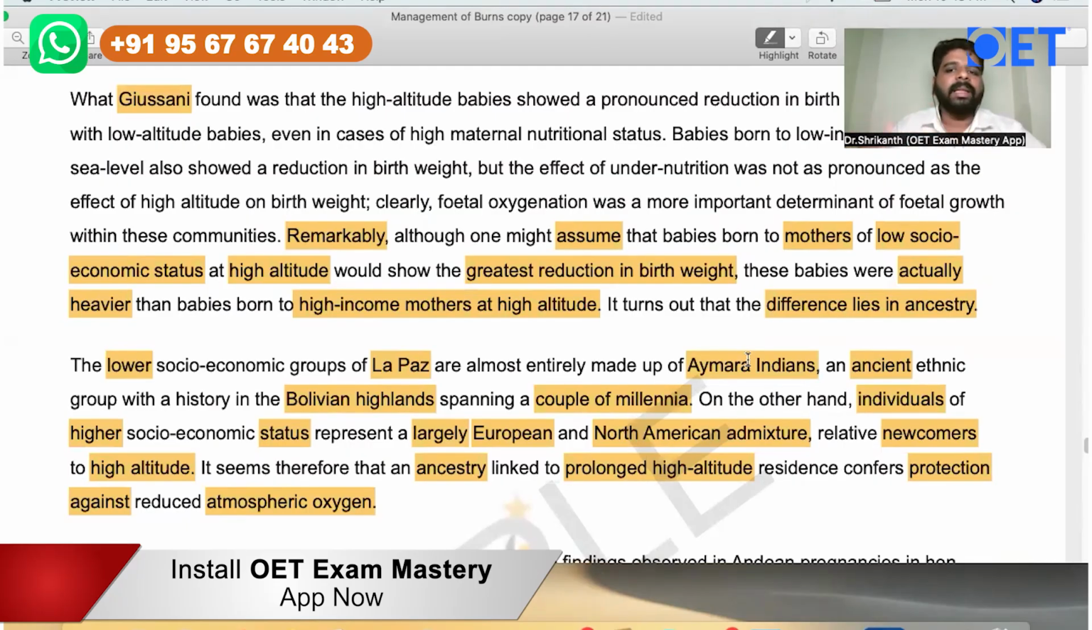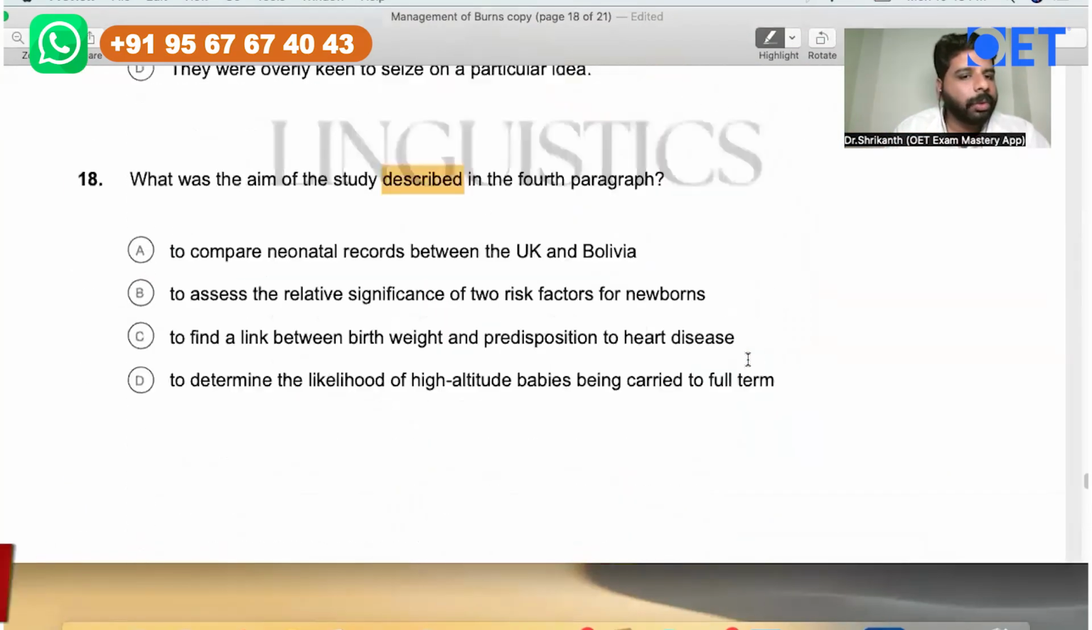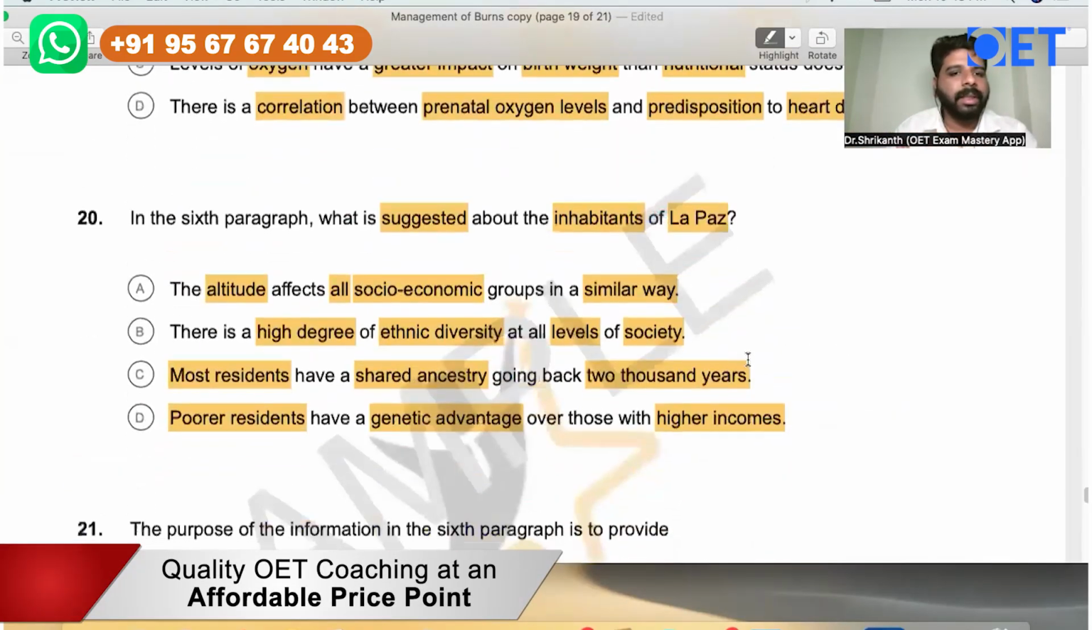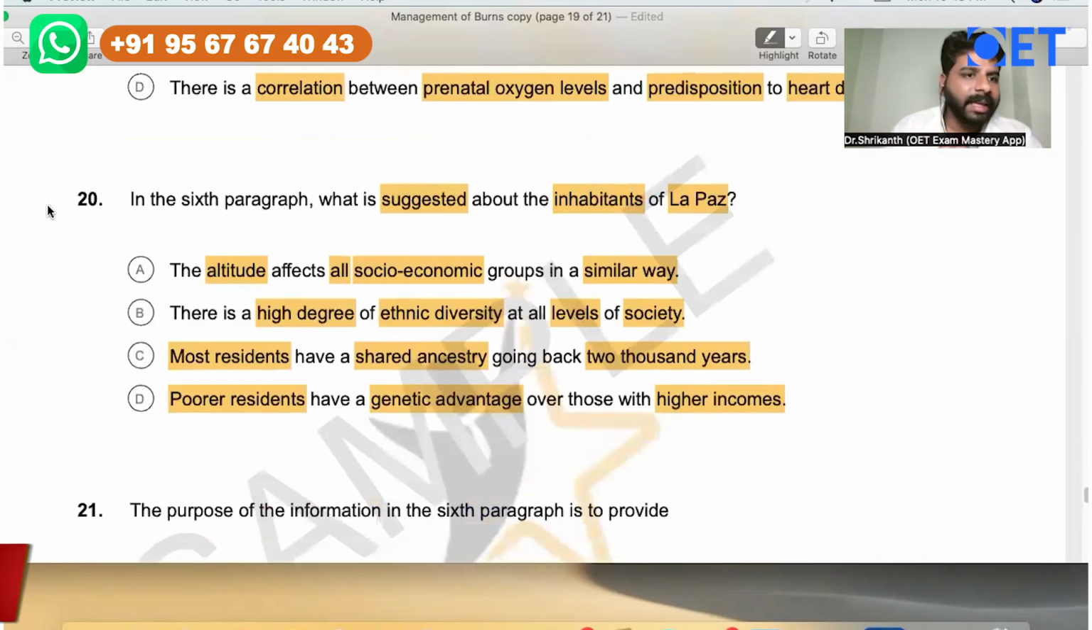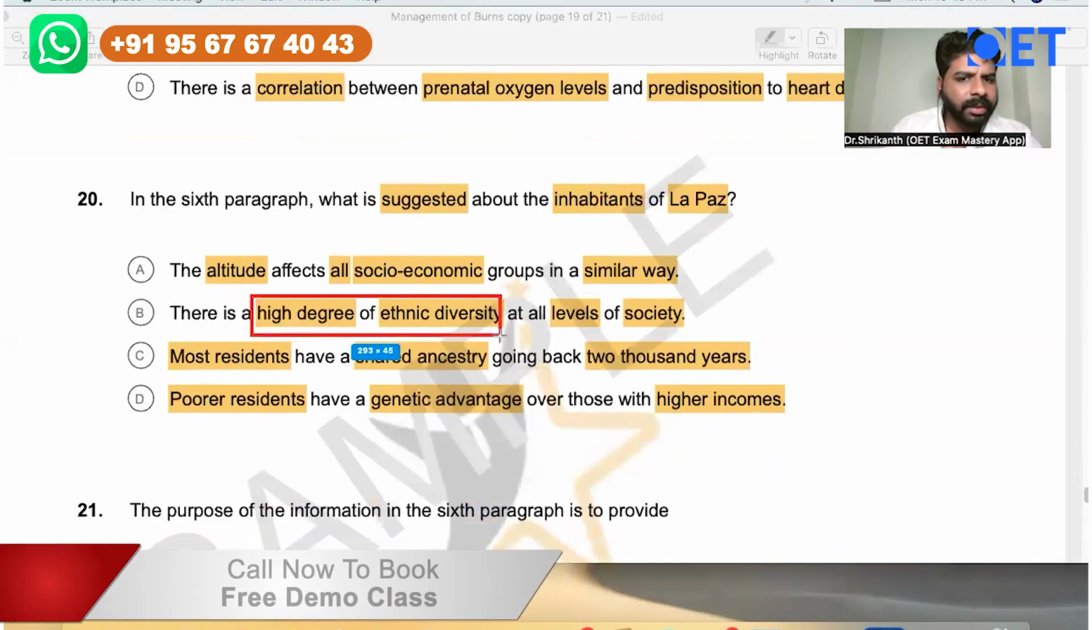So there is no ethnic diversity. There is the opposite: rich people are this, poor people are this. So there is no high degree of diversity at all levels of society. So that is also incorrect. High degree of ethnic diversity is not the suggestion that has been given by the author. So B is eliminated. Right, now let's come to answer option C.